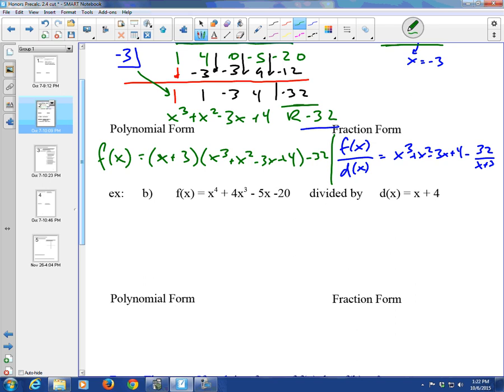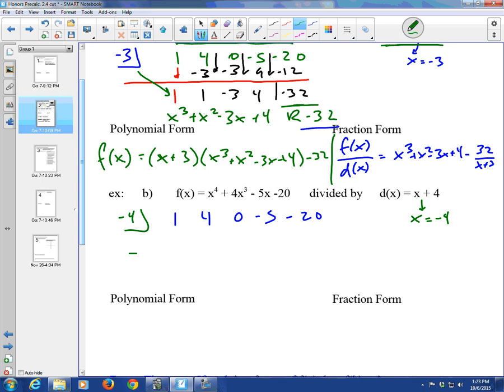Okay, so right here, we're basically doing the same thing. I'm going to take the 0 from my linear factor. So that's going to be x equals negative 4. I'm going to set it up over in the corner over here. And then I'm going to take the coefficients from my dividend. Now again, I'm going to represent the quadratic term with the 0 coefficient. So I'm going to have 1, 4, 0 for my quadratic, negative 5, negative 20.